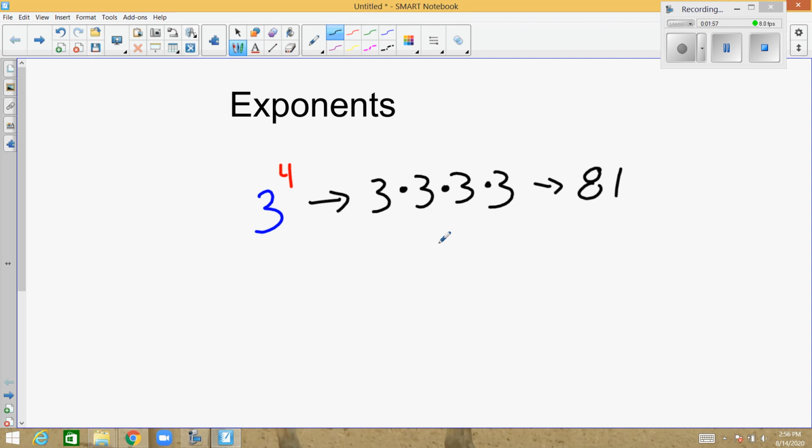Okay, but that's all exponents is, and it really doesn't matter what the number is. You have to be very careful though, because exponents, this 4 only applies to that 3. Exponents only apply to that thing directly in front of them.